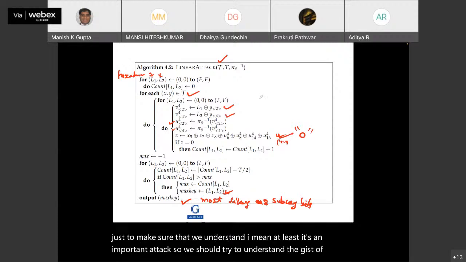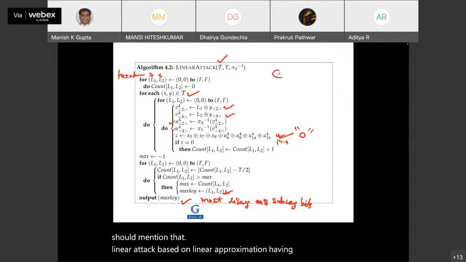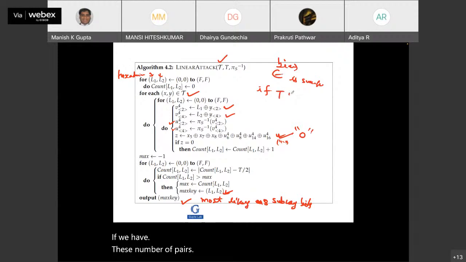One thing I should mention is that a linear attack based on a linear approximation having bias epsilon is successful if the number of pairs is equivalent to C times epsilon to the power minus 2, for a small constant C.